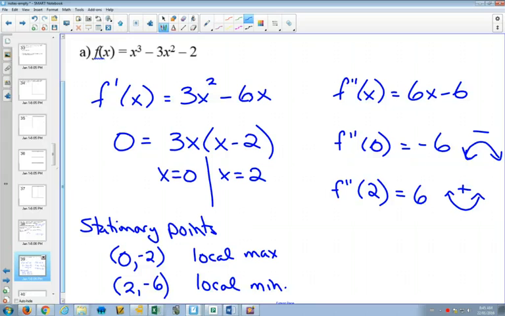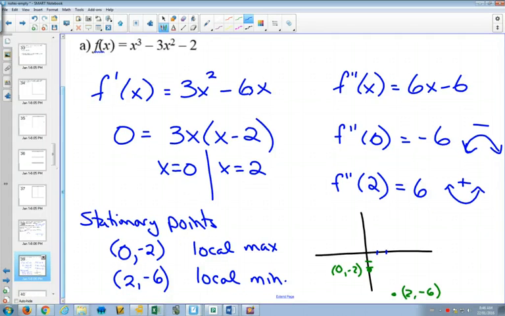And if we wanted to, we could draw a quick sketch of this. We've got 0, negative 2. We've got 2, negative 6. We know that 0, negative 2 is a local maximum, and 2, negative 6 is a local minimum. So we have a basic idea that our graph looks like this.